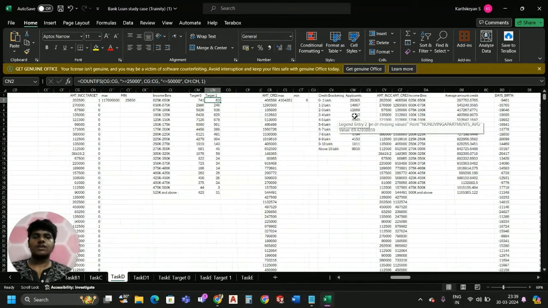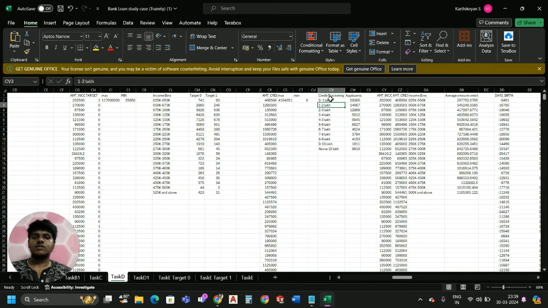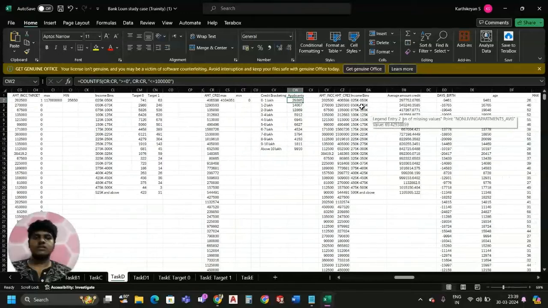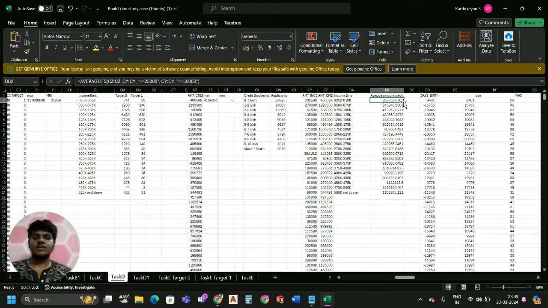So similarly, I have used the credit bracketing. Here we can see for the credit bracketing, that is around 0 to 1 lakh, how many applicants are here. So I have used this criteria, like greater than 0, less than 1 lakh, to count the number of applicants. In the same manner, for income bracketing, average amount credited.